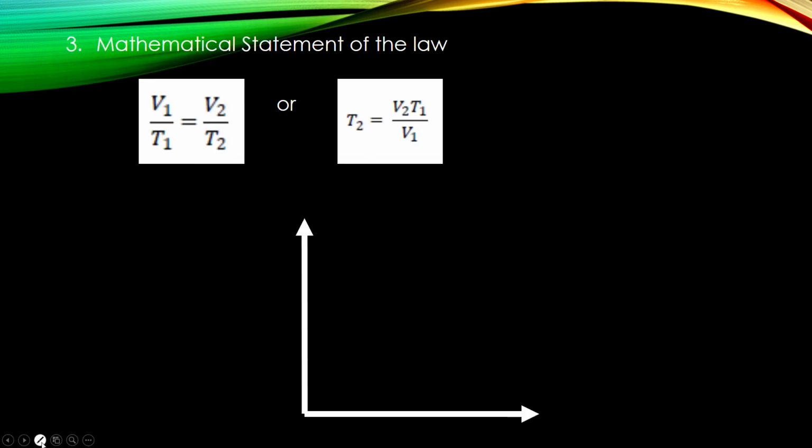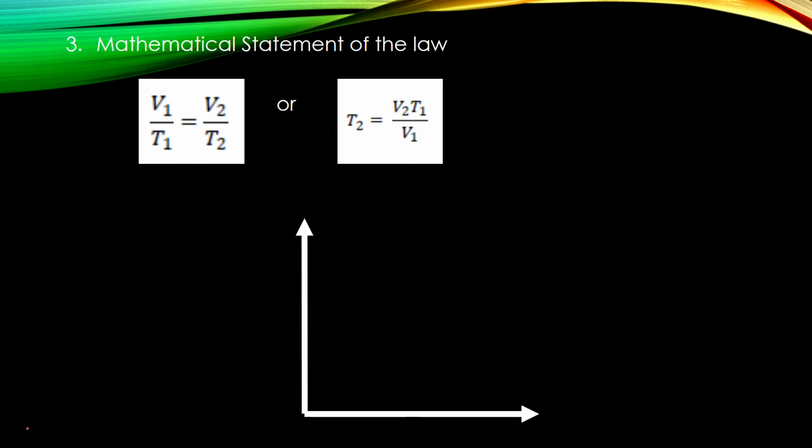So here's the mathematical statement of the law. V1 over T1 equals V2 over T2. A lot of times we're solving for temperature, so you can rearrange it to say T2 equals V2 T1 over V1. I kind of just memorized this one because it makes it easier and I can solve for any variable without a problem. So again, with my relationship, if this is my temperature and this is my volume, it's a direct relationship, which would look like this, or even something like that.